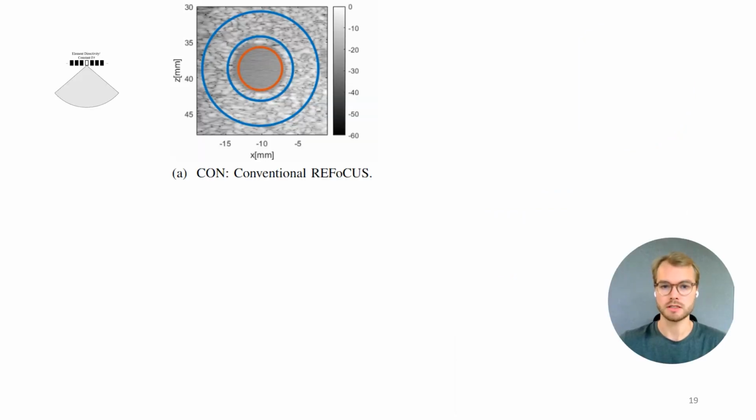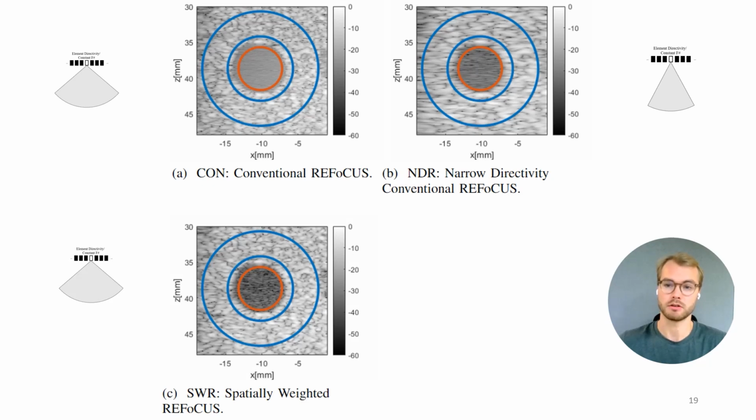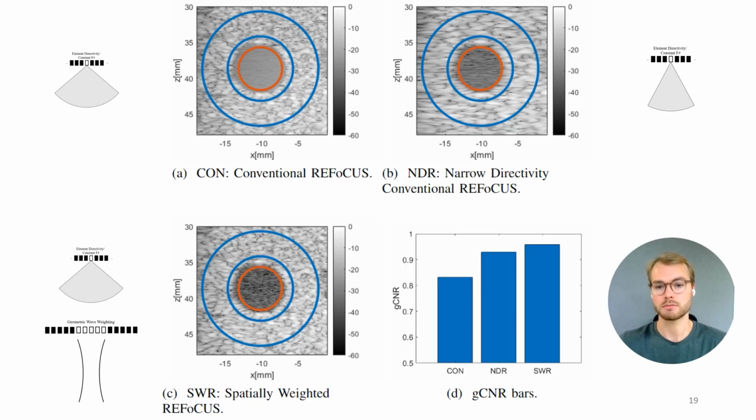The image we now see is the conventional REFoCUS method, which does not discriminate the low SNR regions in the recovery. This produces a noisy image with low contrast in the anechoic region. Some of the noise can be suppressed by using a narrower directivity weighting at the expense of resolution. The spatially weighted REFoCUS method weights down the low SNR regions with a geometric wave weighting, suppressing the noise and obtaining higher contrast. The contrast is measured with GCNR and uses regions indicated inside and outside this.